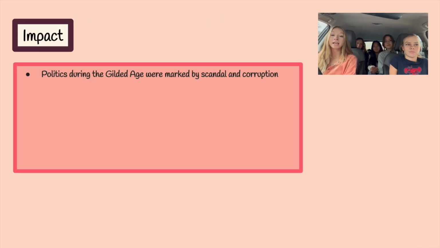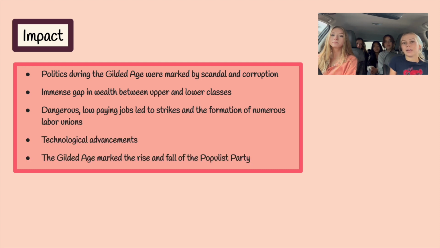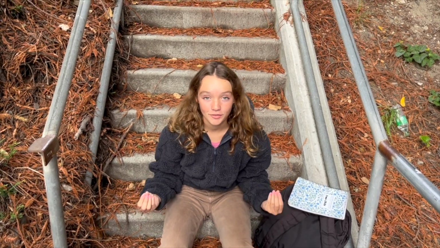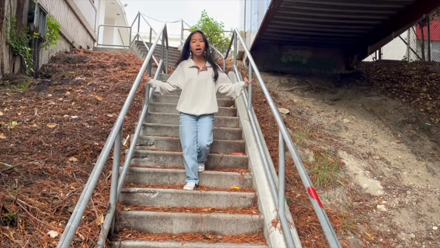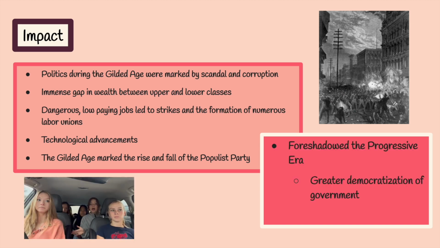Impact. Politics during the Gilded Age were marked by scandal and corruption. There was an immense gap in wealth between upper and lower classes. "I'm the lower class and I only make $350 a year." "And I'm the upper class and I can make that in a day." Dangerous, low-paying jobs led to strikes and the formation of numerous labor unions, including the Pullman strike and the Homestead strike. During the Gilded Age, many technological advancements were released.